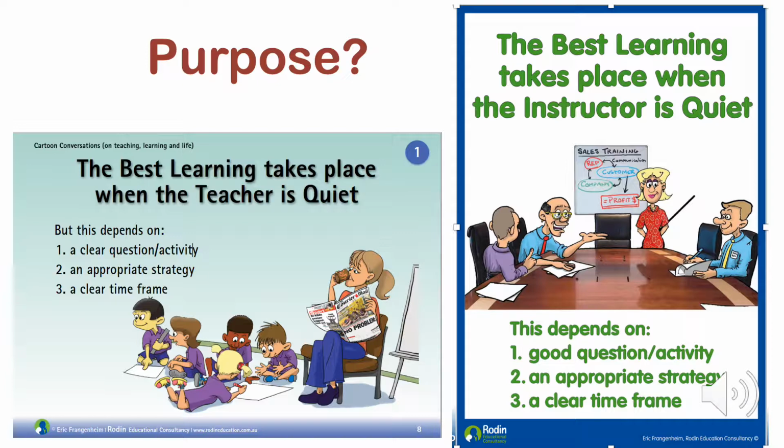Now, why have I done this? For many years, I've been saying the best learning takes place when the teacher or the instructor is quiet, but it depends on three things. Number one, you need a clear question or an activity that contains a very explicit task verb, the action verb. It then needs an appropriate thinking tool. So if the task verb is decide, the appropriate thinking strategy could be a decision-making matrix. And then finally, the teacher or the instructor needs to say, you've got 2 minutes here, or 20 minutes, or 30 minutes. And that's when the best learning takes place, and the teacher can hold back.